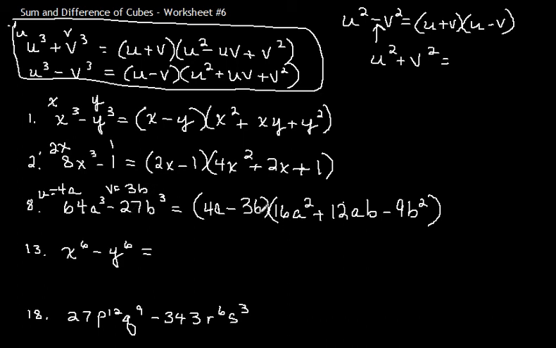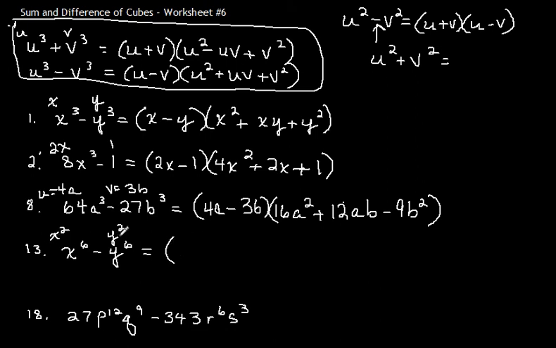Okay, this is a b. That looks like a 36. Okay, here we go. This one looks similar to this one, but you can see the exponents are to the 6. So what times itself 3 times will give you x to the 6? Well, it would be x squared times x squared times x squared, and y squared times y squared times y squared. So our u is x squared, our v is y squared. So we just plug it in.